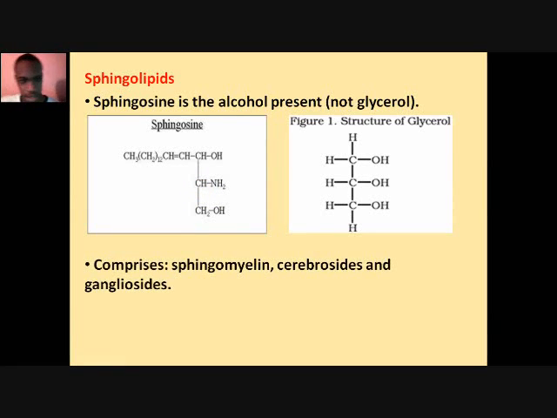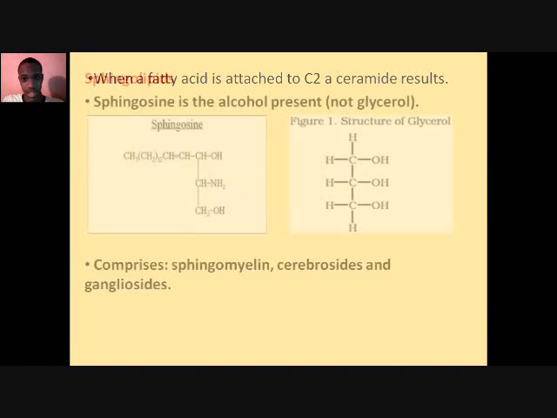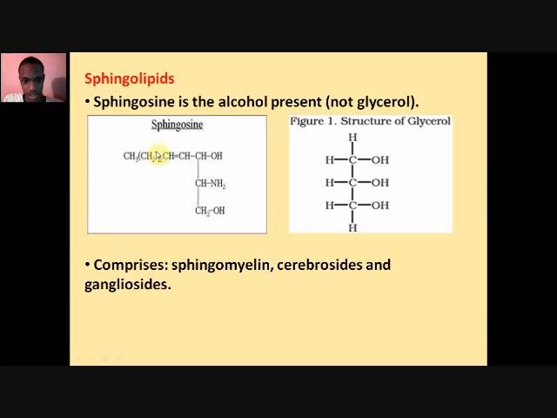Now the major sphingolipids we would deal with would be sphingomyelin, cerebrosides, and gangliosides. When a fatty acid is attached to the second carbon, a ceramide results. When a fatty acid attaches to this NH2 group, we have a ceramide. In fact, sphingomyelin, cerebrosides, and gangliosides are all types of ceramides, because you don't just find them with whatever attached here. First, you have to have that fatty acid here, the ceramide, and then these substances can form.